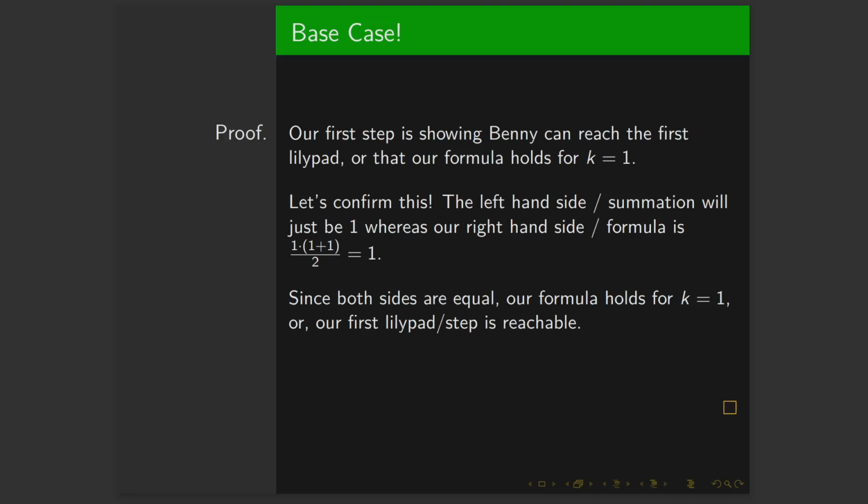The left-hand side, or the summation, is just going to be 1, because you're not adding anything else, it's just 1. While if we use k equals 1, the right-hand side, or the formula, becomes 1 multiplied by 1 plus 1, which is 1 times 2 over 2, which is 1. So indeed, both sides are the same. So the formula holds for k equals 1. So our first lily pad, or our first step, or our base case holds. The first foundational thing is true.